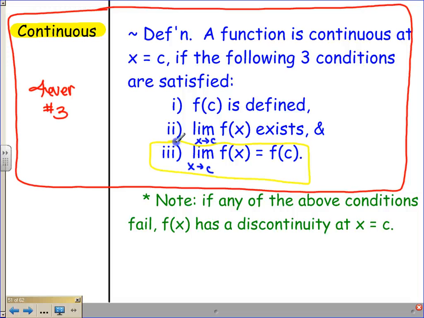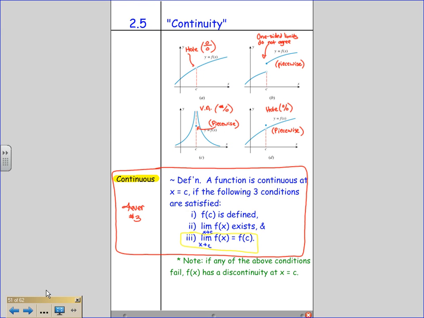Question, which function fails condition 1? What does it mean for f(c) to be defined? What do you guys think? What's one that fails? I heard B first. Does B actually fail? Is there a y that goes with, is there a point for when x equals c for B? A. Is there a point for when x equals c? No. So A does fail 1.